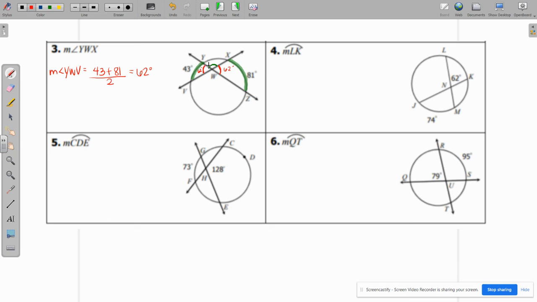I notice that angle YWX and angle XWZ are a linear pair. They form a 180-degree straight angle. So if I want to find the measure of angle YWX, we can take 180 degrees and subtract 62 degrees to get that angle. What we would be left with is 118 degrees.